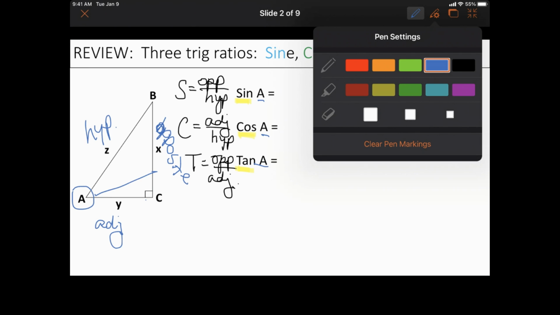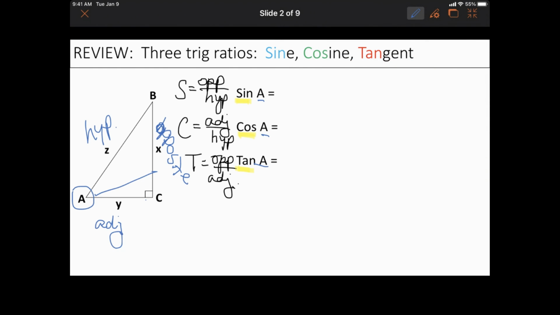Okay, so how do you write that? We write it as a ratio, as a fraction. So we can have sine of angle A, opposite over hypotenuse, so that is X over Z. Cosine is adjacent over hypotenuse, that's Y over Z. And then tangent is opposite over adjacent, which is X over Y.